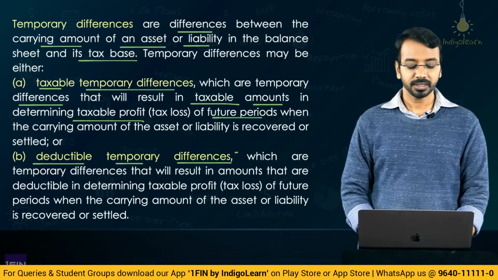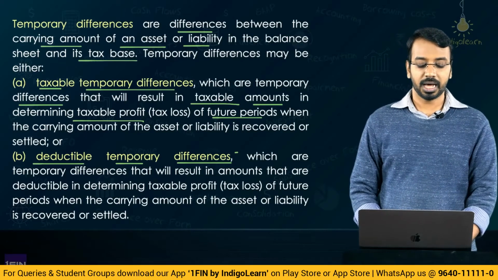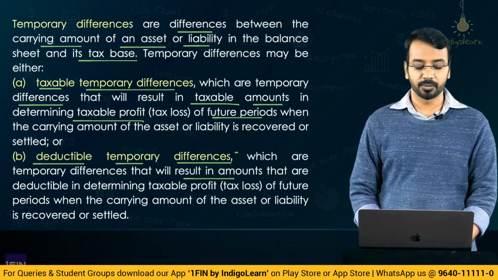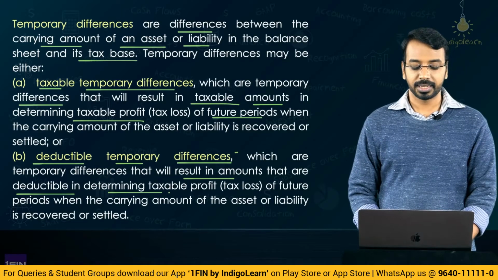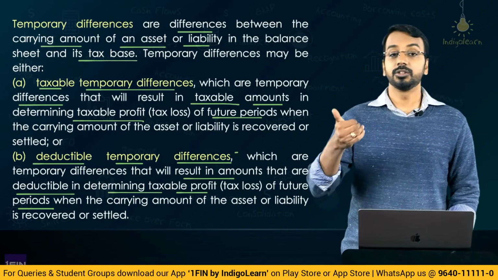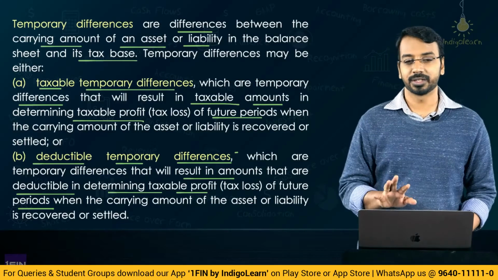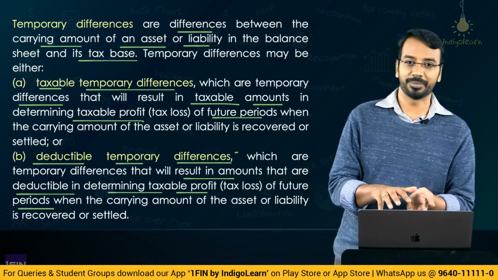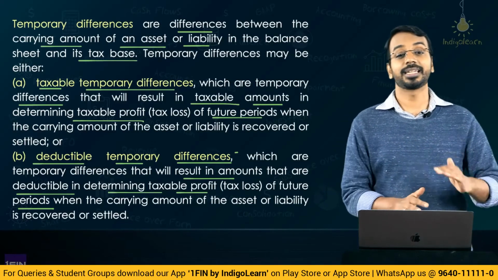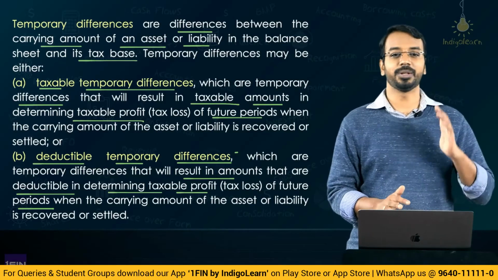Deductible temporary differences are temporary differences that will result in amounts that are deductible in determining taxable profit of future periods. So, if you receive a deduction, it is a deductible temporary difference, and it can be for both an asset or a liability. Similarly, taxable temporary differences can be for both an asset and a liability.